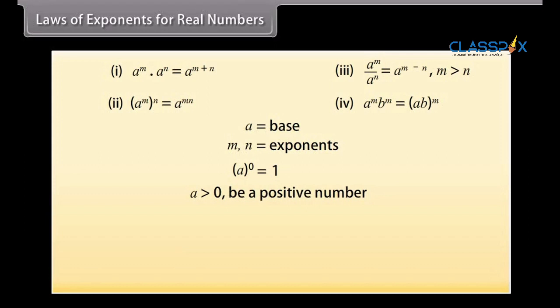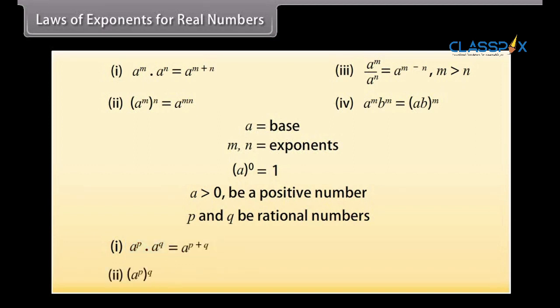Now let a greater than 0 be a real number and p and q be rational numbers, then we can say that in multiplication, when bases are same, powers are added. In division, when bases are same, powers get subtracted. And when powers are same and bases are different and are getting multiplied, then we take the power as common.